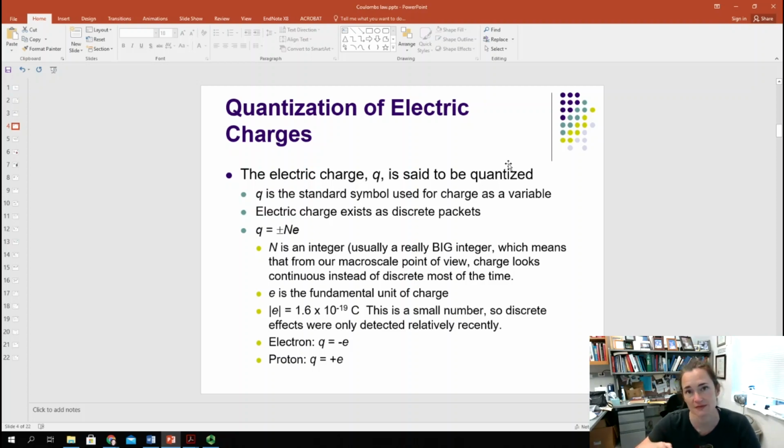So what that means is that any amount of charge that's larger than that would be equal to some integer number times e. So if you have, for example, a positive charge, then Q, which is what we often call the charge, would be equal to plus n times e. Whereas if you have a negative charge, it would be equal to minus n times e. Now, as I said, a coulomb is a really large unit, and the charge on the electron and the proton is a really tiny number. So that means that n is usually a really big number, okay? And of course it's an integer because it's not going to come in half packets.